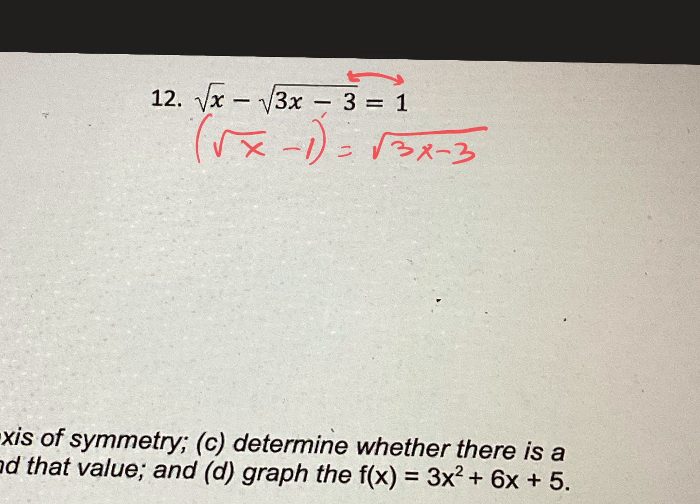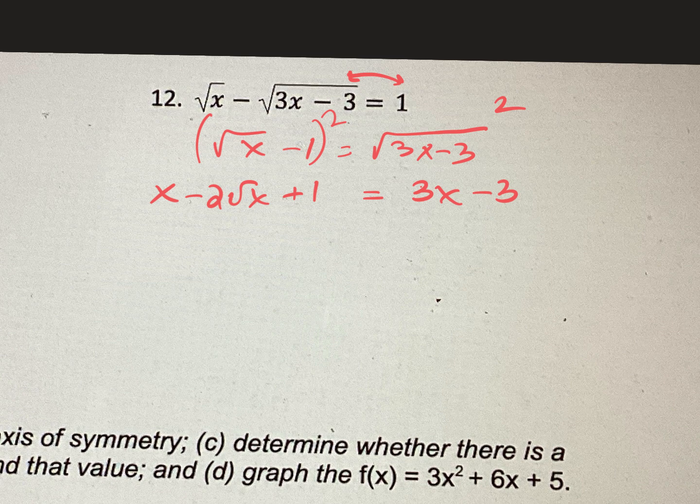So I'm going to square this side and that side. When I square the right side, I just get 3x minus 3. When I square this left-hand side, you square the first term, which is just x. Multiply these together. This is the toughest part. You get negative 2 on x, because if you multiply together, you get negative 1 on x. Then double it. Square the negative 1, you get positive 1.